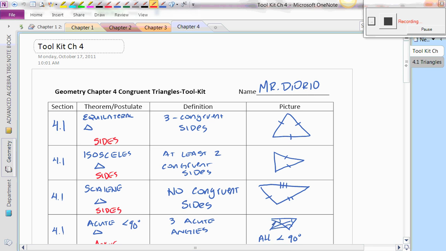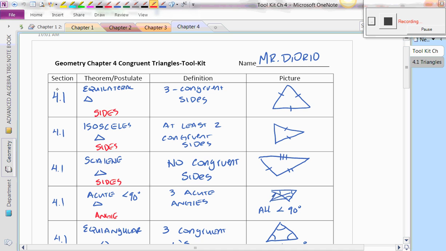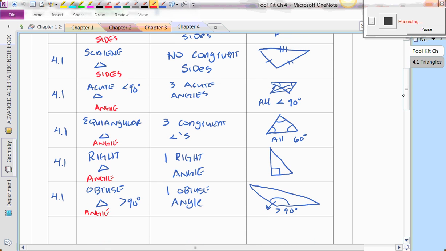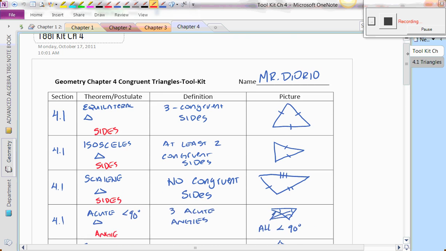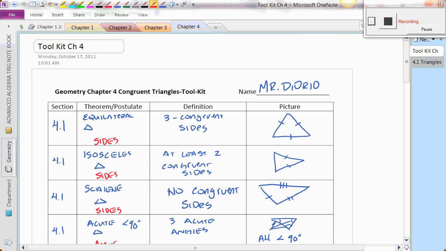So here's what we did. We said from section 4.1 we can talk about an equilateral triangle, how it has 3 congruent sides, and we drew a picture of it. And this is one way to categorize a triangle by sides. So we did side, side, and side by equilateral, isosceles, and scalene. And then we did angle, angle, angle. So the 4 ways to do it by classifying a triangle by its sides and then by its angles.